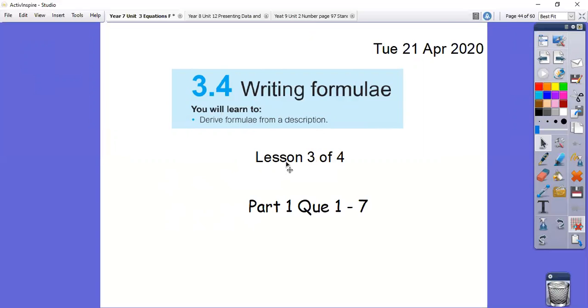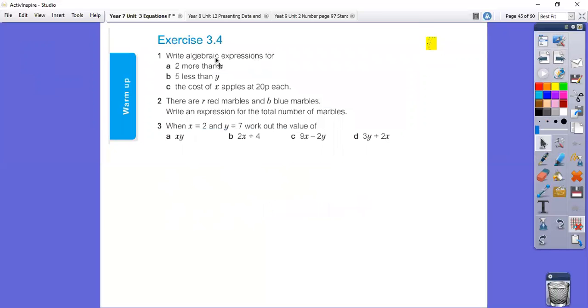Again, this will be a Zoom lesson, so if you can join me for the Zoom lesson on this, it will be more beneficial. Again, depending on if you're 7B or 7D, it will occur on a different date. It could be on Tuesday or it could be on a Wednesday. So lesson 3 or 4, part 1, we'll be looking at questions 1 to 7. So you will write the algebraic expressions for 2 more than x, 5 less than x.